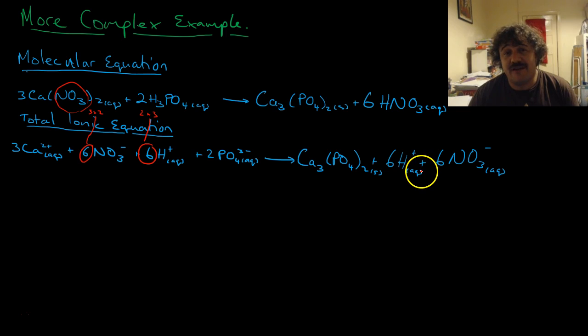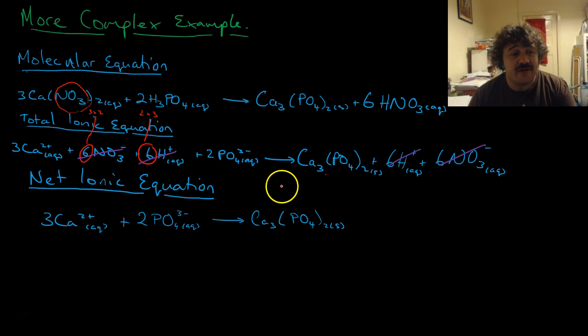I want you to pause the video and have a go at working out the net ionic equation first. Go now. Alright, so let's see what you got. We cancel out the nitrate. Nitrates are gone. Then we cancel out the hydrogens. Hydrogens are gone. And we get a much simpler net ionic equation. 3 Ca2+ plus 2 PO4 3- goes to calcium phosphate.